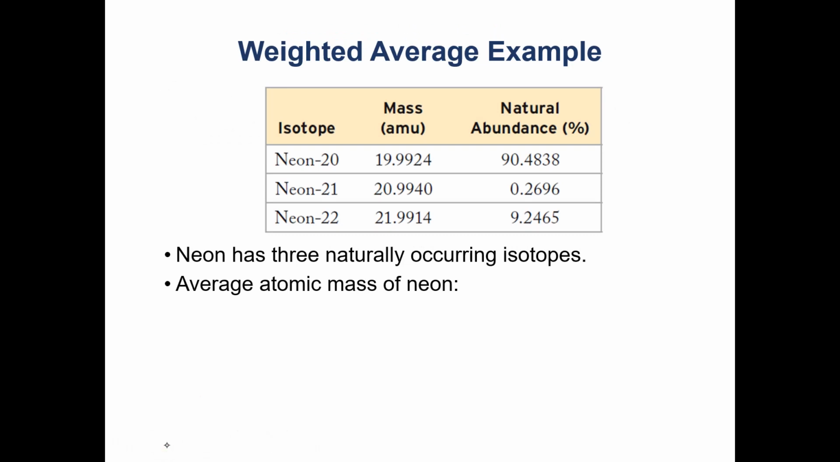So we have neon here, which has a mass given to us in AMU, and then we have its natural abundance. So to calculate the average atomic mass of neon, what we would do is convert the percentages to a decimal by moving the decimal over 2 places.